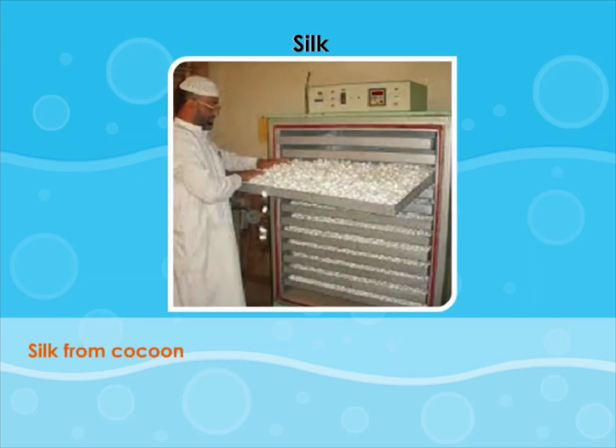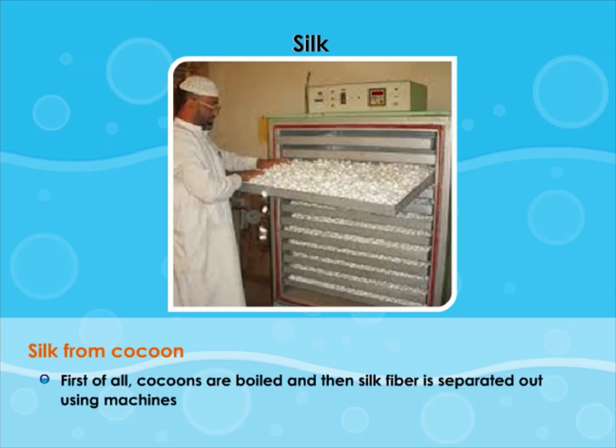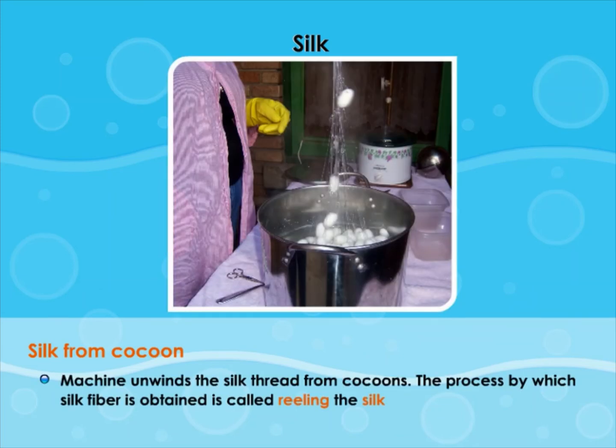Silk from cocoon. Let us understand about the reeling of silk. First of all, cocoons are boiled and then silk fiber is separated out using machines. Machine unwinds the silk thread from cocoons. The process by which silk fiber is obtained is called reeling the silk.